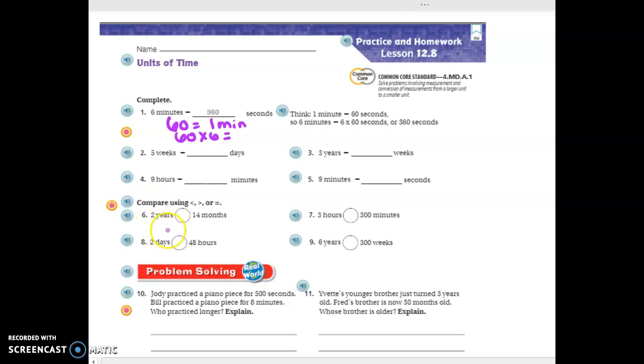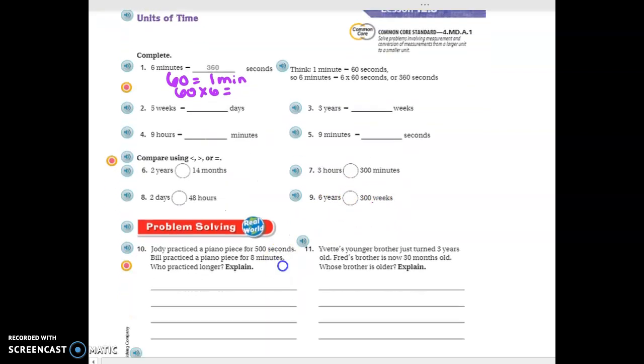Number 6, 7, 8, and 9 says compare using less than, greater than, or equal to. 2 years compared to 14 months. 3 hours compared to 300 minutes. 2 days compared to 48 hours. Number 9, 6 years compared to 300 weeks.